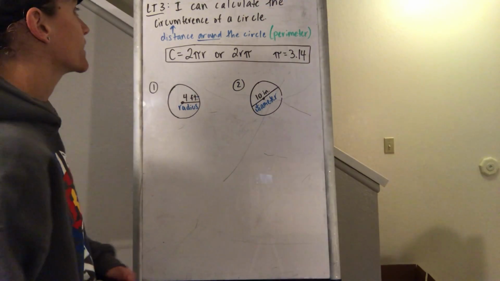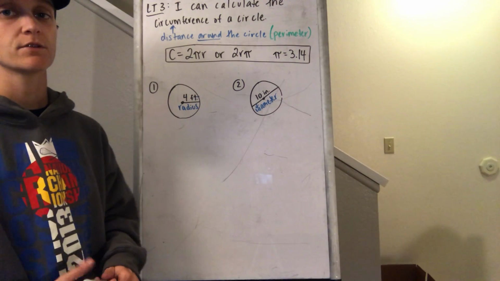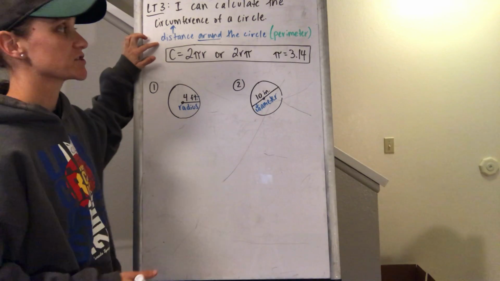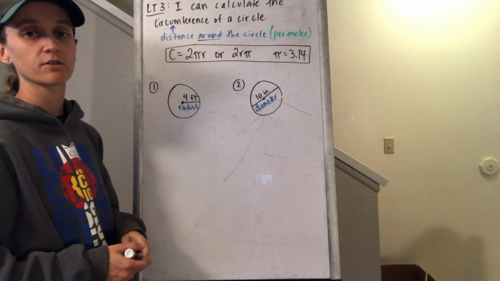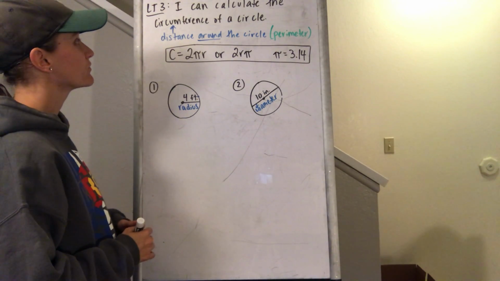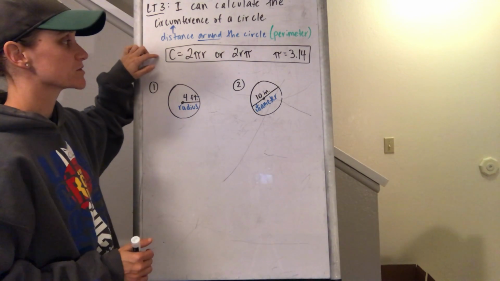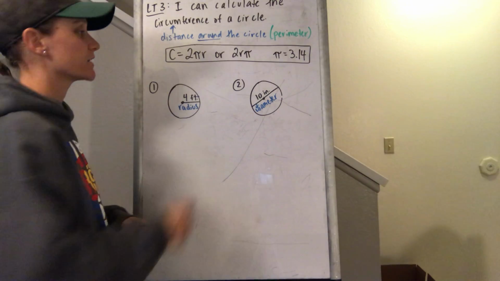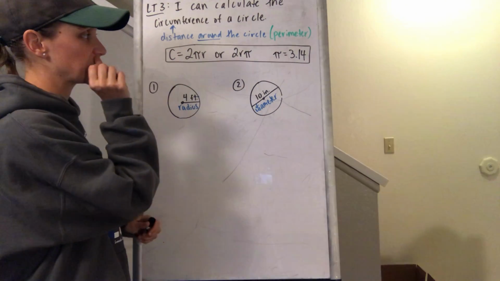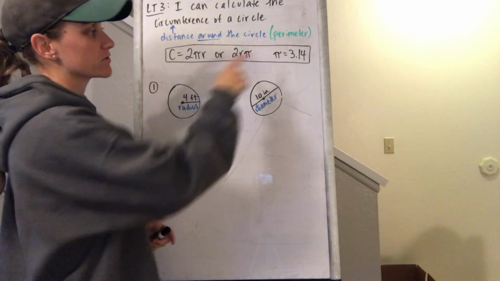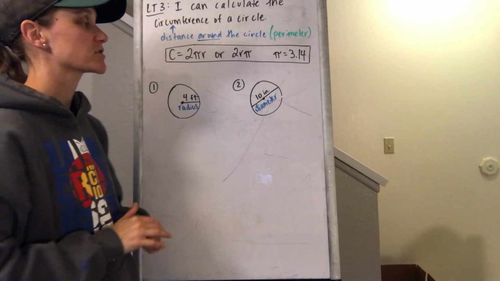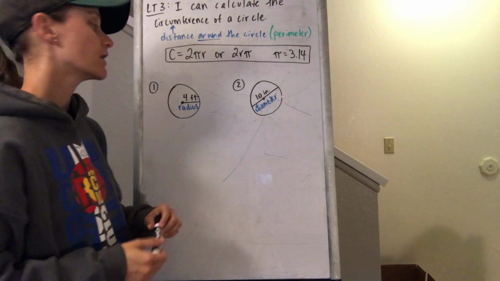When this is LT3, I can calculate the circumference of a circle. And remember, circumference just means the distance around the circle, so it's basically the perimeter like you would find with any shape. And the formula for this is going to be circumference is equal to 2 times pi times r, or 2 times r times pi. You can change the order because it's just multiplication. And then remember that pi equals 3.14, and that's just an approximation because pi goes on forever.